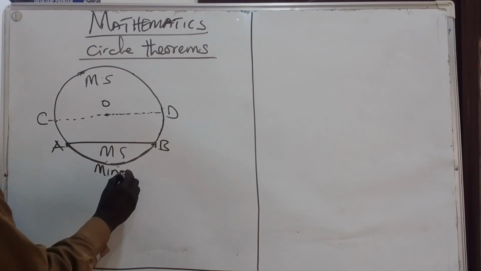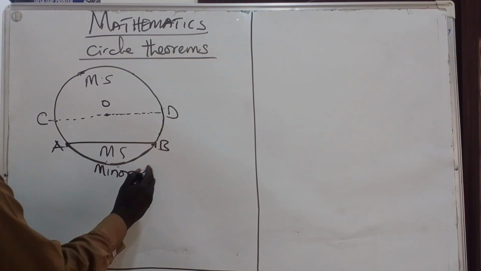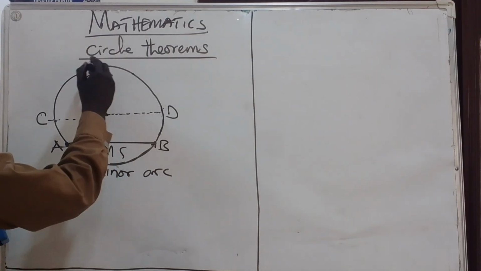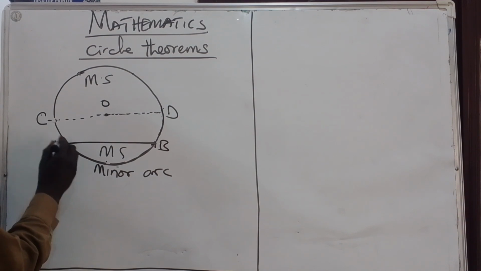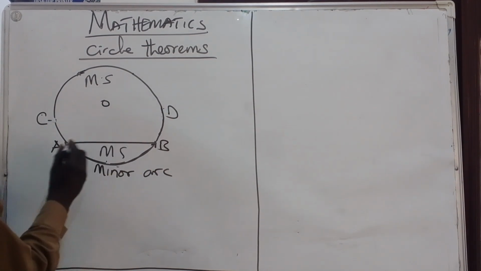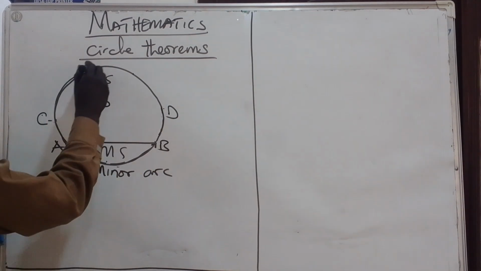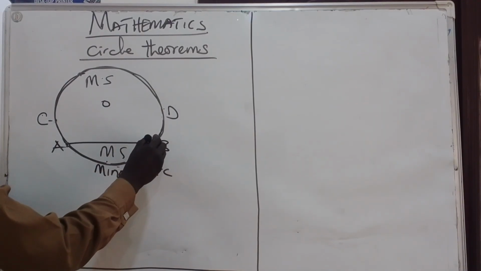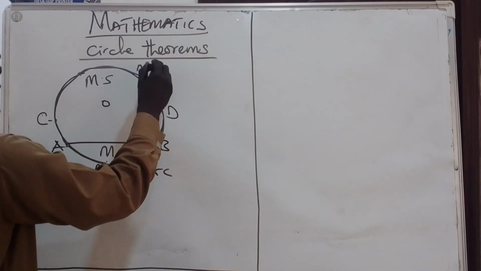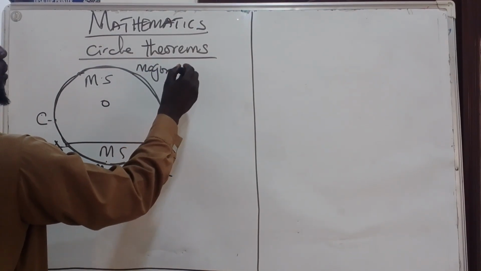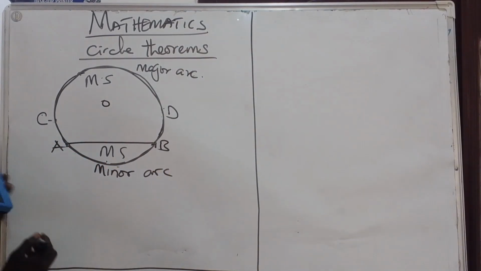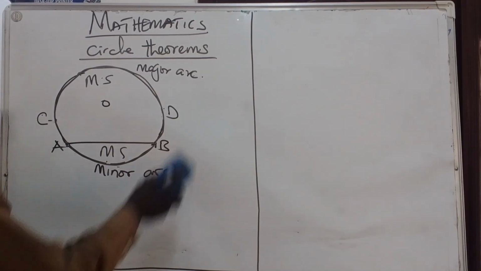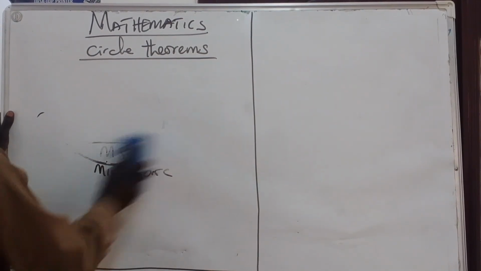So let me write fully the minor arc. And here is the major arc. From here, I'm taking this now, from here down to here, up to B. This is the major arc. So these are some of the things we may recall before proceeding.